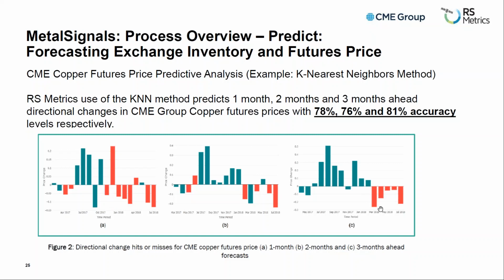And the only thing that RS Metrics did here is we just colored these bars. So in this chart on the left, we colored the bars 1 month ahead of time, in the middle one, 2 months ahead of time, and on the right, 3 months ahead of time. So this drop in March 2008, we knew that was going to happen 3 months earlier. And this actually only goes through July. We have it through February now, and it's still nearly about 80%, a little higher even in some cases, directionally accurate. So this works for both the futures price and also inventory on the exchanges.